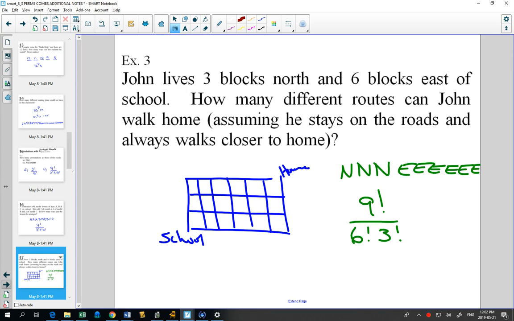Now something happens, and this is where Sally lives. And all of a sudden, every time John walks home from school, he has to walk past Sally's house. He's a stalker. Maybe he's walking her home. Maybe they're dating, but maybe he's a stalker. We don't know. Okay? He has to walk by Sally's house.